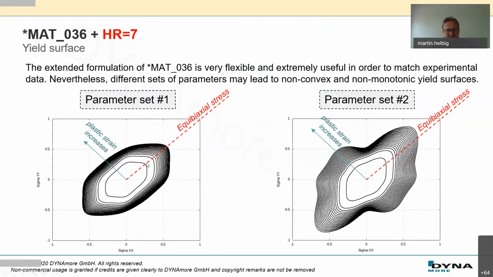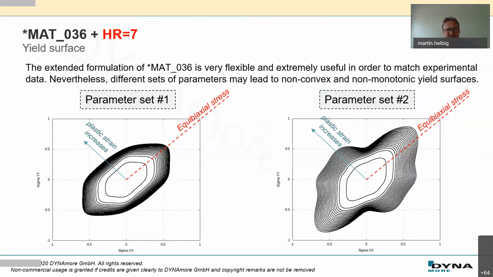Normally your yield surface should be convex, but if you use some special kind of parameter combinations, it is also possible that your yield surface is no longer convex. This can cause some problems. You can get a lot of problems if your yield surface is not convex.